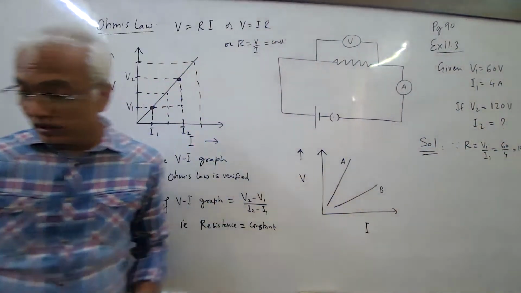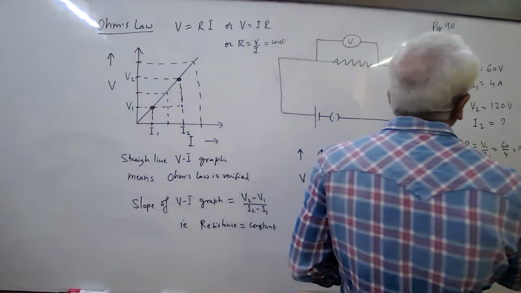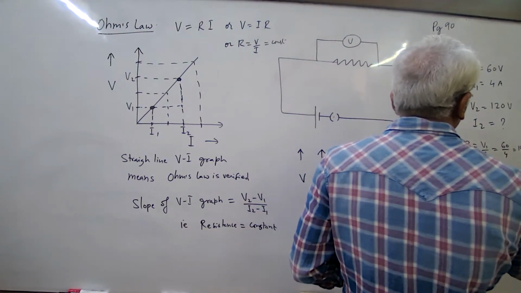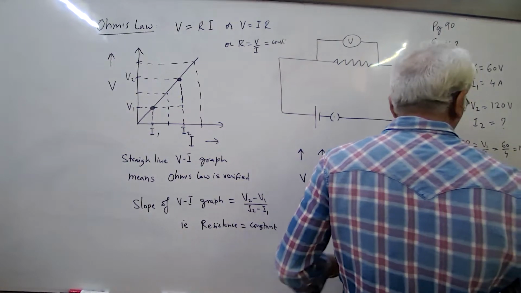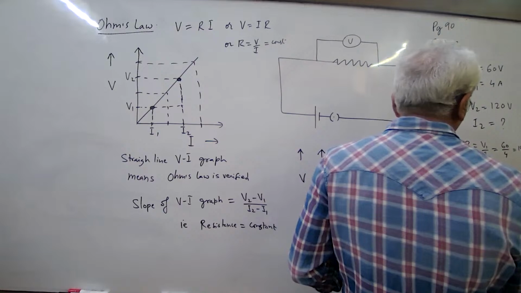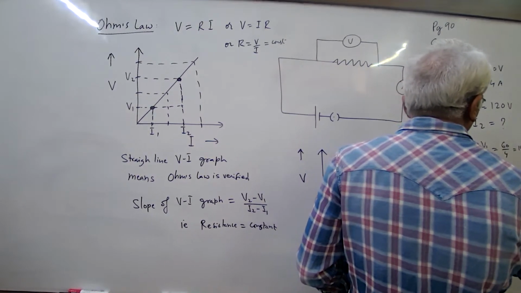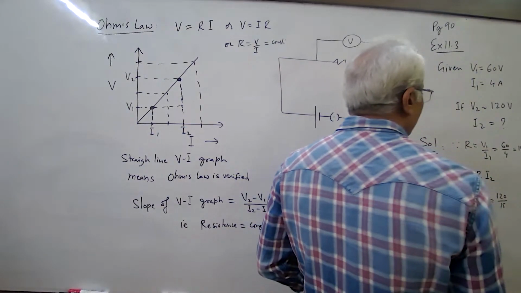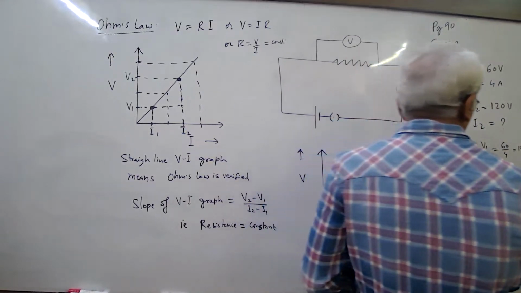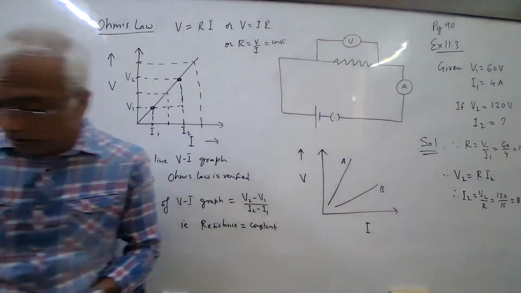Now in the second case, the heater is not changing, so its resistance also will not change. So for the second case, V2 is equal to R I2. R is 15, so we have to find I2, right? Therefore I2 is equal to V2 by R, which is 120 by 15. So how much will this be? 8 amperes. All right.